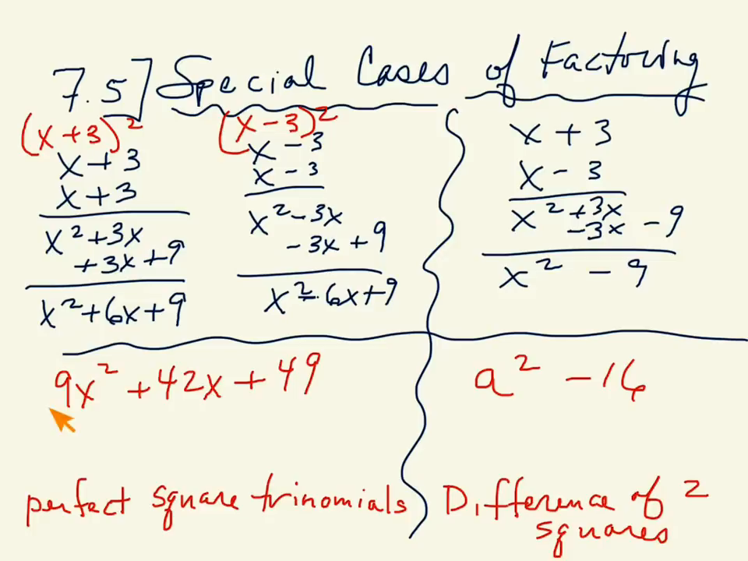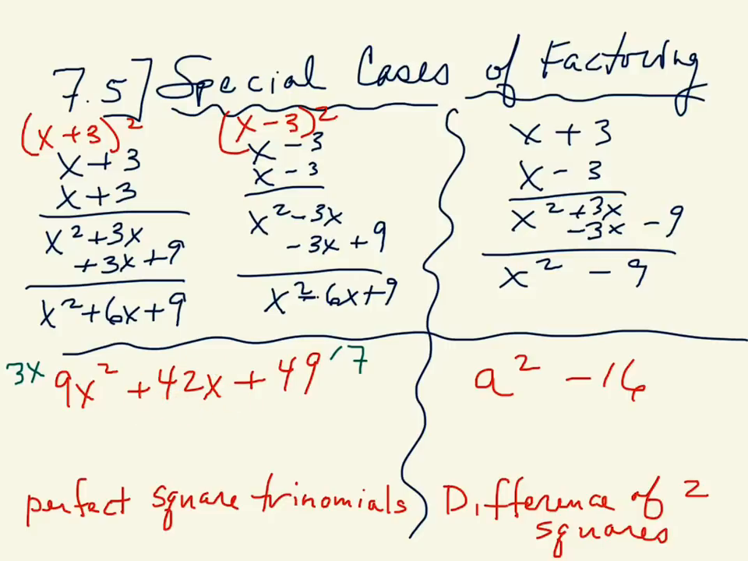You go and you look here and you ask, is this a perfect square? Can some number times itself get you 9x squared? Yes, it can. In fact, it can be 3x. 3x times itself is 9x squared. You're also looking here: is 49 a perfect square? Can some number times itself get 49? Yes, it's 7. Then you say, okay, does this 3x times this 7, which is 21x, doubled, give you this middle term? Yes, it does.